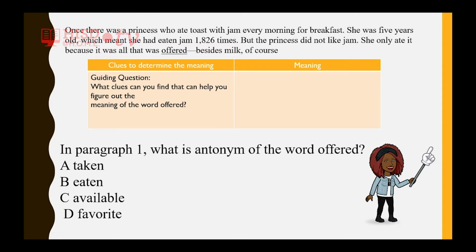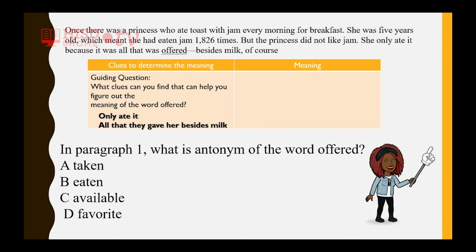So after reading the text, I want to determine the meaning of the unfamiliar or underlined word. So the word I'm looking at is offered. So I want to look for clues in the text that will help me determine what that meaning is. Some clues in the text that I pulled out is that she only ate it, and that's all that they gave to her. So they only offered her jam. She only ate it because she was offered it, and that's all they gave her besides milk.